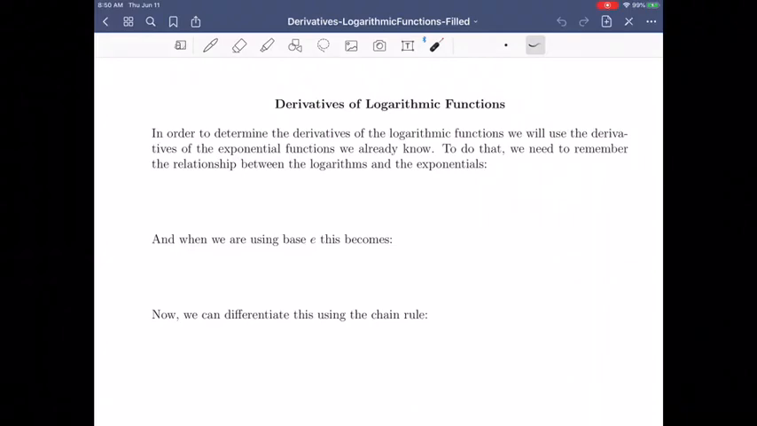In this video, we're going to learn the derivatives of the logarithmic function. So in order to do that, we're going to use their relationship to exponential functions to find their derivatives.